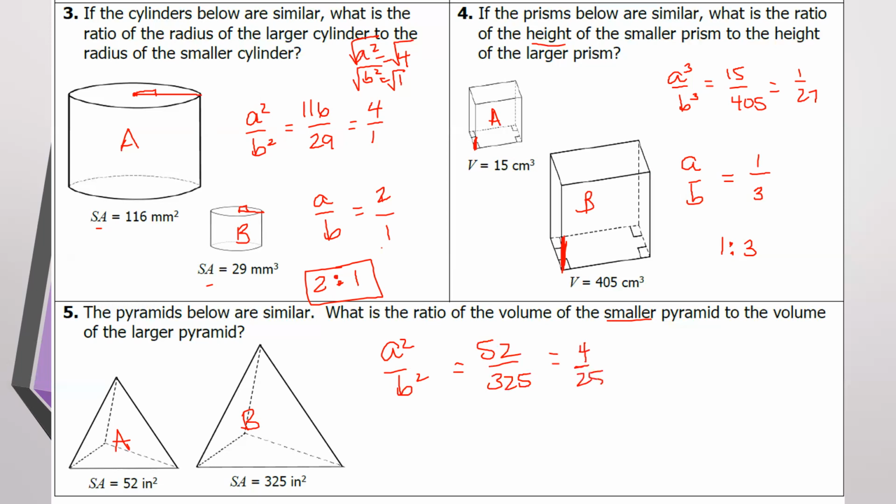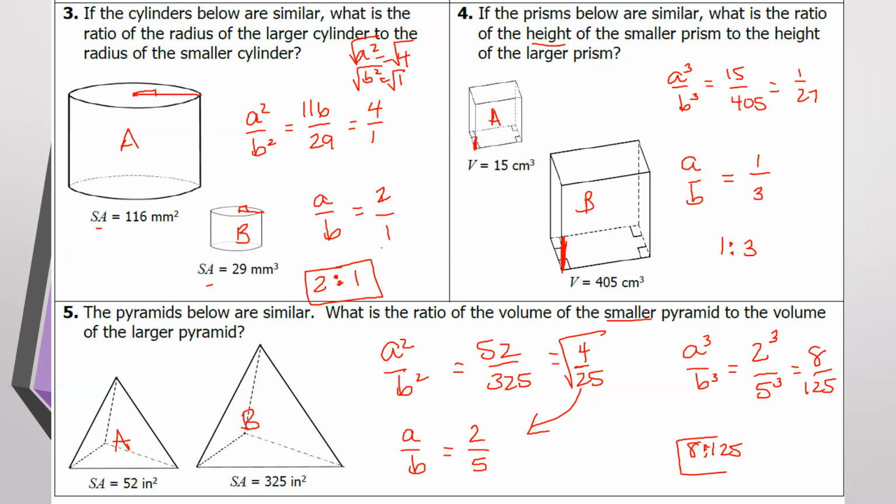4/25. My final answer, I want an A cubed over B cubed. But I can't go from a square to a cube. First, we need to find our scale factor. So if A squared is 4, that means that A is 2. If B squared is 25, then B is 5. And I find that just by taking the square root. Now A is 2 and B is 5. So A cubed is 2 cubed and B cubed is 5 cubed. 8 over 125. So the ratio of your volume is 8 to 125. There it is.